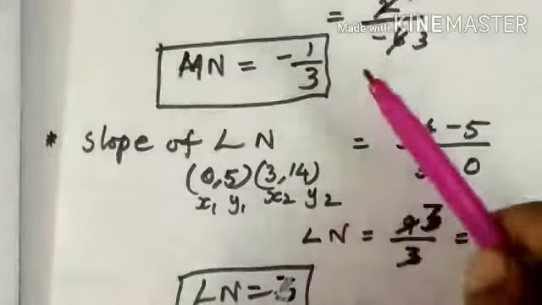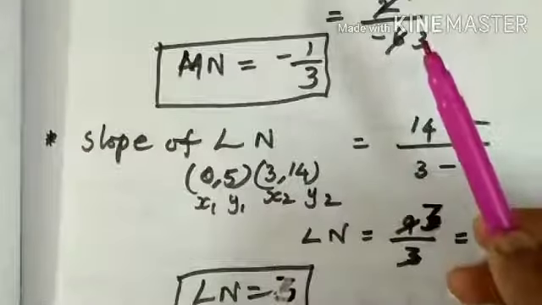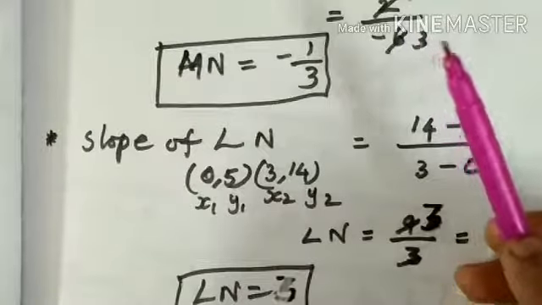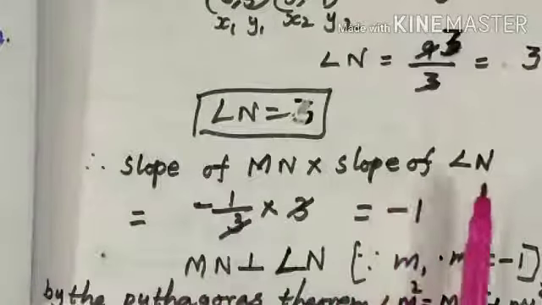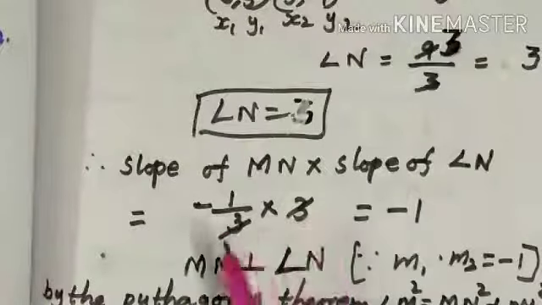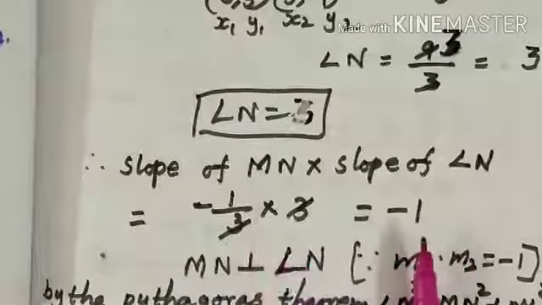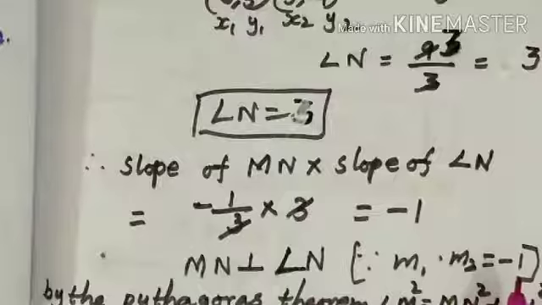Now you have to observe the product of which two slopes satisfy the perpendicular condition, that is slope of MN into slope of LN is equal to minus 1 by 3 into 3. Cancelling this, we get minus 1. Therefore, this satisfies the perpendicular condition, that is m1 into m2 is equal to minus 1. Therefore, MN perpendicular to LN, here N is common.